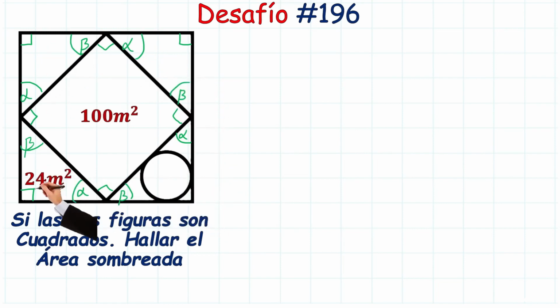All the triangles here are similar triangles. So they all have an area of 24 square meters, including this triangle inside this circle. Let's erase these angles for a moment because they won't be useful. They were just to know if all the triangles were similar.